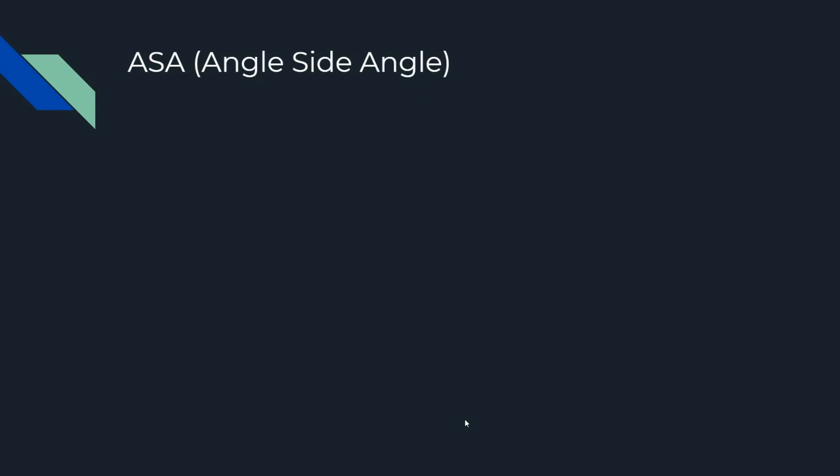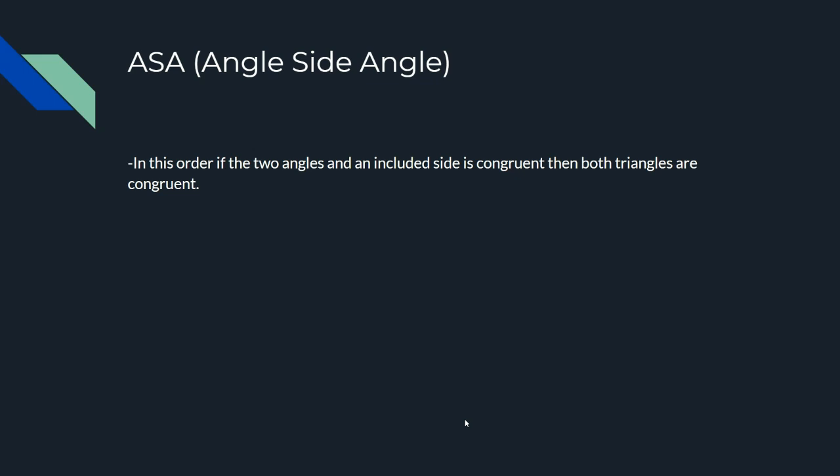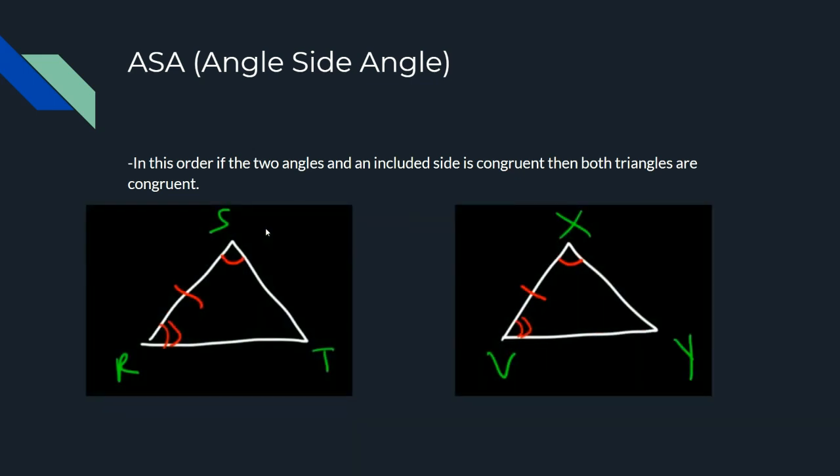Next, we have angle, side, angle, or ASA. In this order, ASA, if the two angles and an included side are congruent, then both triangles are congruent. It has to be ASA. We have these two triangles right here, RST and VXY. We notice angle S and angle X are congruent based on the half circle.